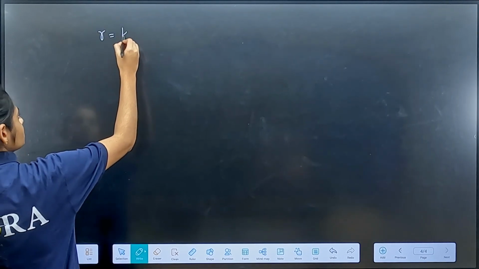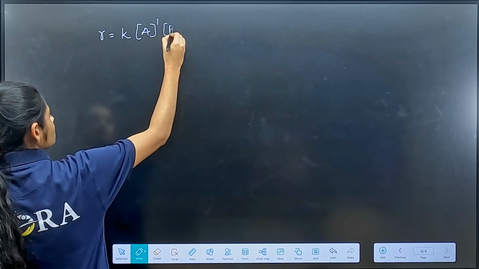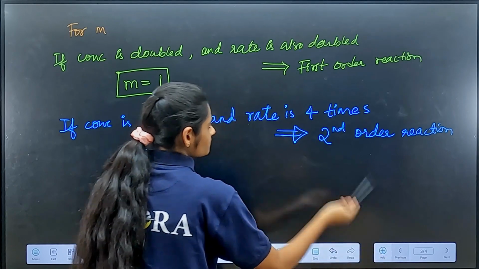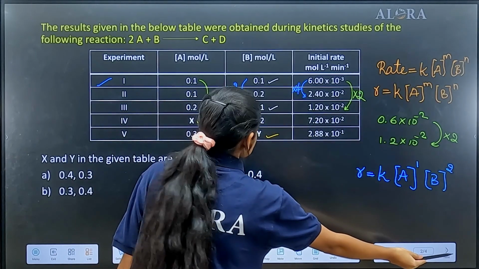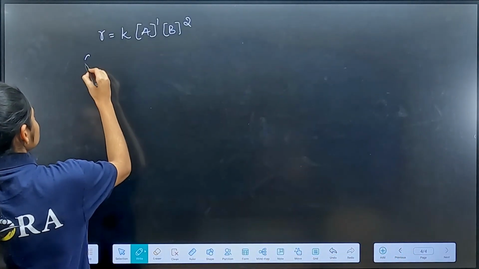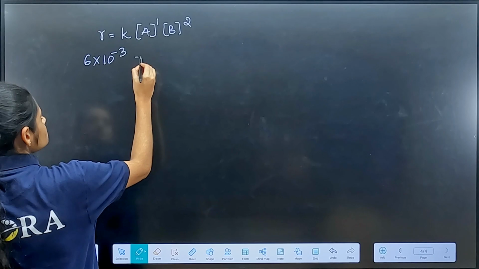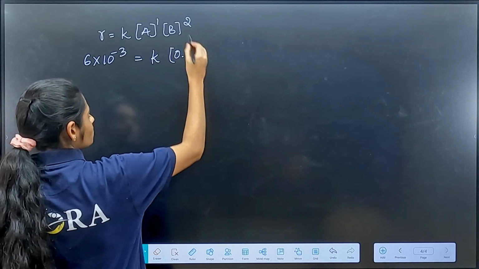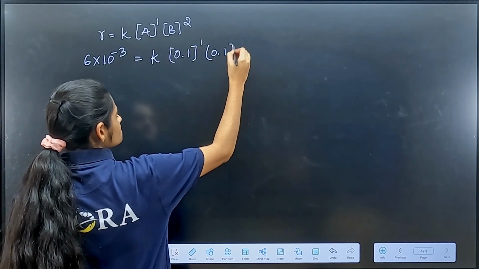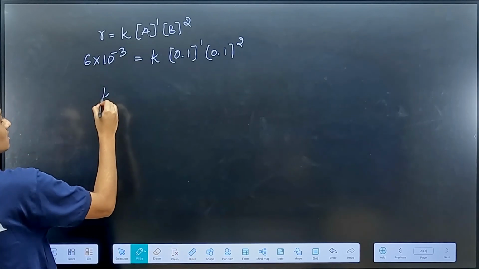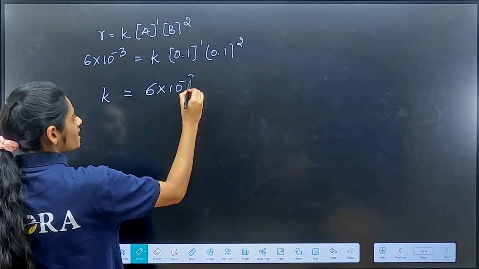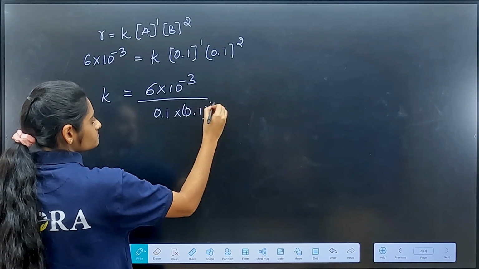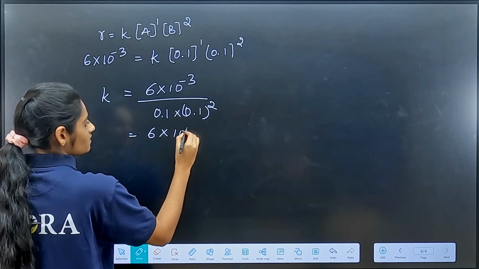So R is equal to K into A to the power 1 and B to the power 2. So what is the rate of the reaction? Here it is 6 into 10 to the power minus 3. So 6 into 10 to the power of minus 3 is equal to K. So what is concentration with respect to A? It is 0.1 raised to 1, and again it is 0.1 raised to 2. So we'll find out K. So K is equal to 6 into 10 to the power minus 3 divided by 0.1 into 0.1 the square.